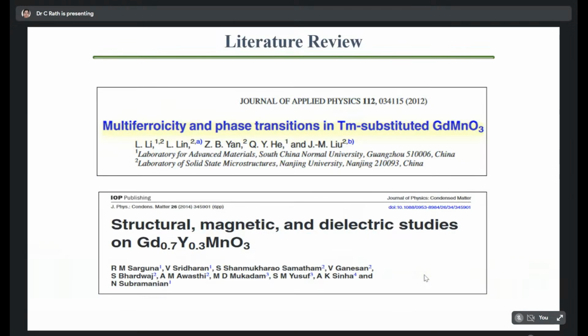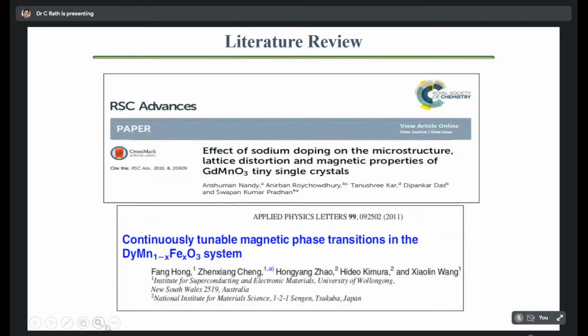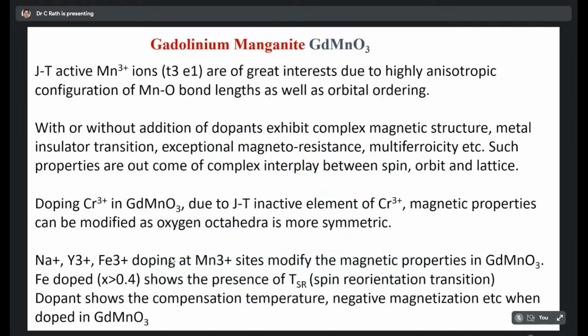So these are some of the literature. One can see multiferroicity and phase transition in TM substituted GdMnO3, structural, magnetic and dielectric studies in yttrium doped GdMnO3. There are a few results which show the effect of sodium doping on microstructure, lattice distortion and magnetic properties of GdMnO3 single crystals. Some results show the tunable magnetic phase transition in dysprosium manganite with iron doping. There are a few more results also, which I have just listed here.